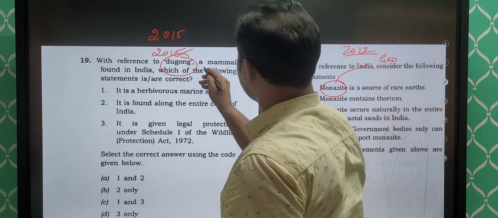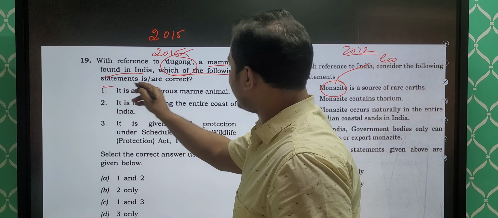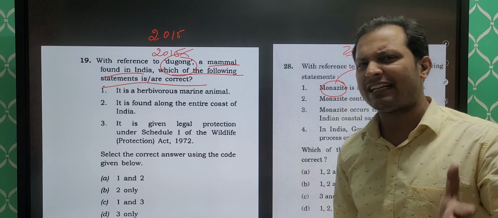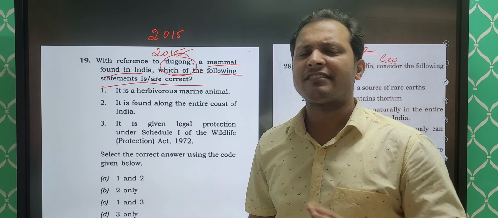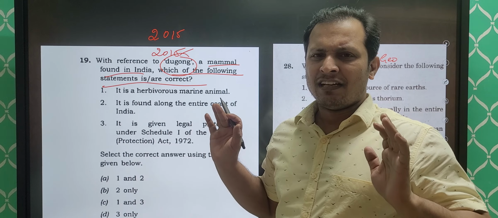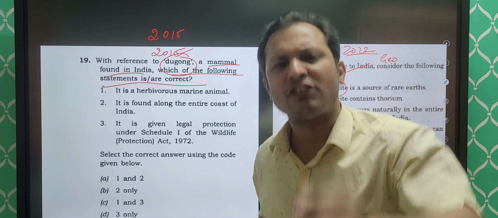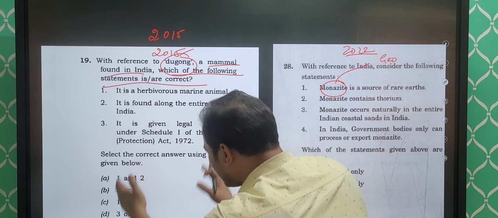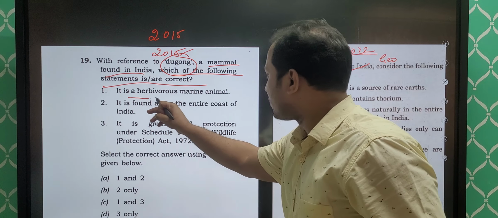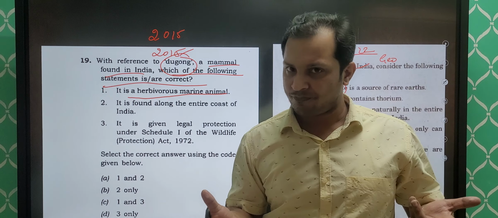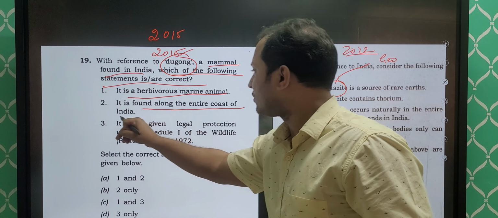With reference to dugong, a mammal found in India, which of the following statements is or are correct? Many candidates, after seeing this very factual question, will say, okay, I can't do this, I have not read about dugongs. Do not worry that you have not read about dugongs. Let us read the statements. It is a herbivorous marine animal. I don't know. It is found along the entire coast of India.